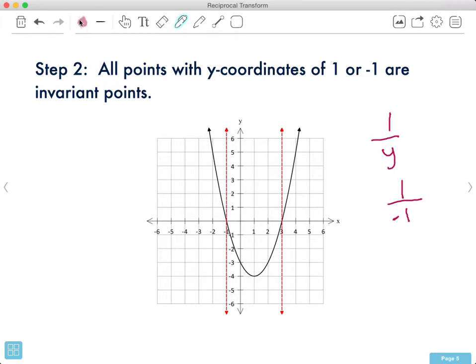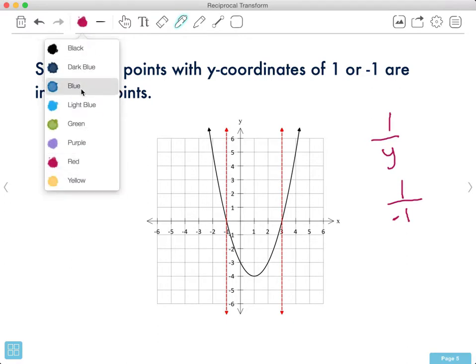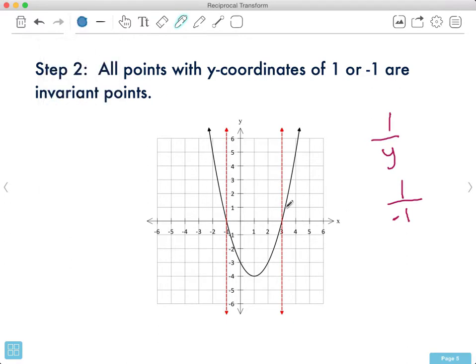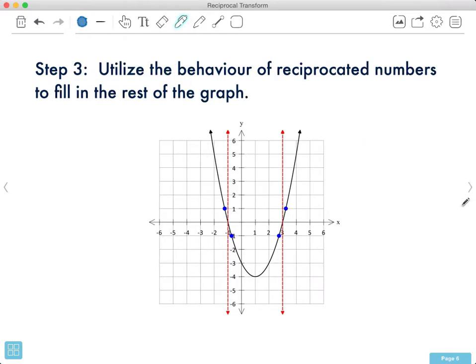So those points are, let me change my color here. Here's a point with a y-coordinate of 1 and -1. Here's a point with a y-coordinate of -1 and 1. It's interesting to note that I don't know exactly what the x-coordinates of those points are, and I don't need to. I just need to know what the y-coordinates are to know that they stay put. There's those points again drawn in more nicely in blue.